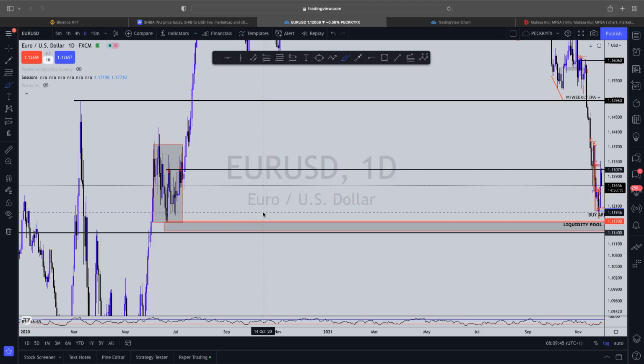I want this thing to happen within a particular time. It must happen during the New York session, overlap session. I must have my high and my low during the New York session. Take note of that. Should have those highs and lows during the New York session.